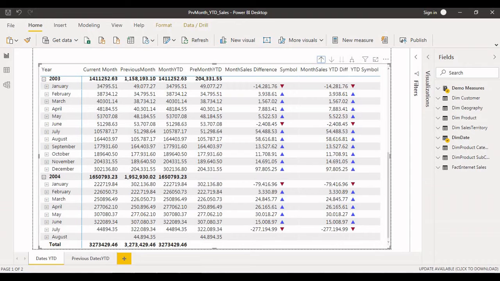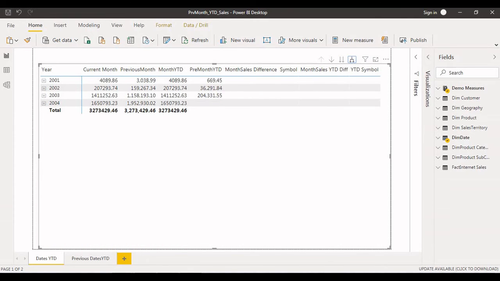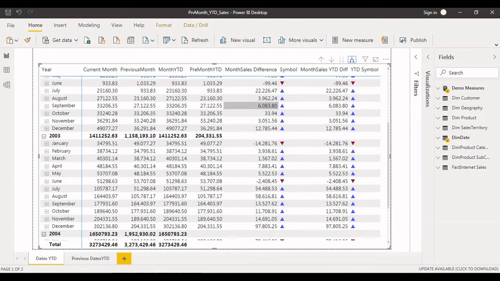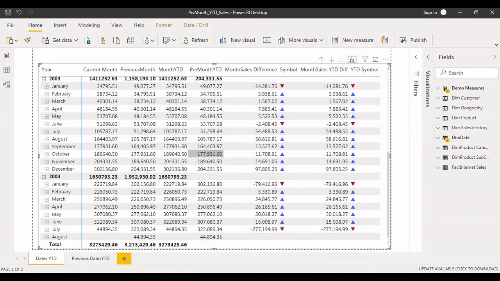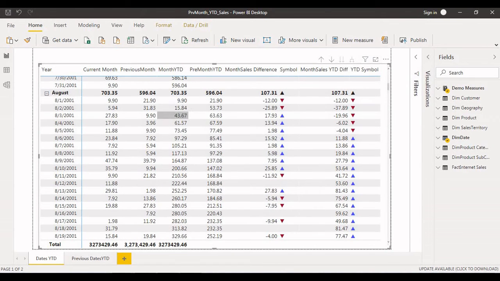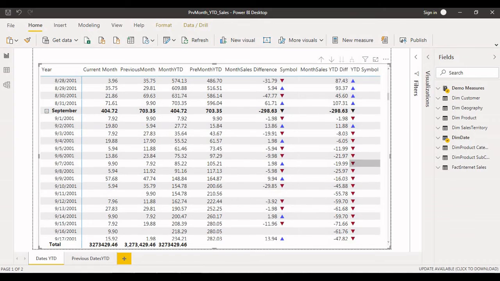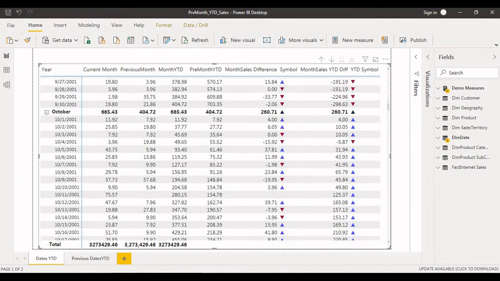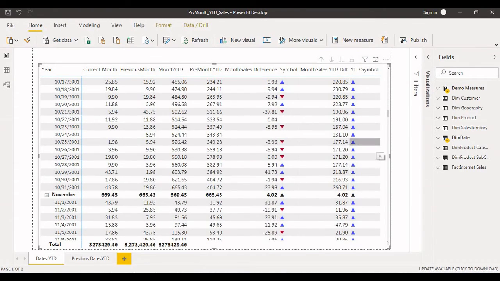I'll go to the upper level. This is the month level. Now we can see the whole information. I'll go to the further level, day level. Now you can see detailed information of which month, which day, negative sales, positive sales. Based on the symbol we can easily understand and do some analysis. Okay, this is the matrix visual.